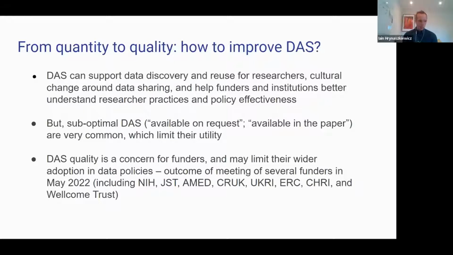And a meeting was convened last month, which emerged from discussions within the RDA, and it involved a number of funding agencies, including the NIH, JST in Japan, and AMED in Japan, Cancer Research UK, the UKRI, the European Research Council, Canadian Institutes of Health Research, and the Wellcome Trust. And we had a lot of deep discussions about data policies and data availability statements, but a really key theme that came out of those discussions was that the quality of data availability statements might be limiting their wider uptake and utility and support from certain funding agencies.